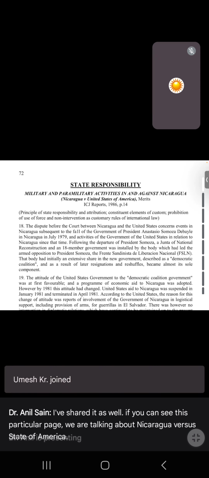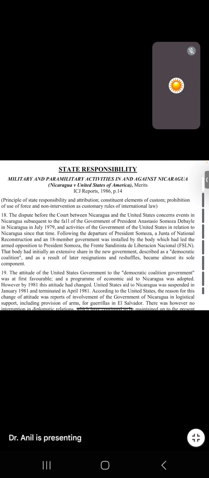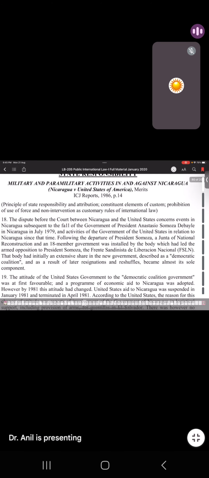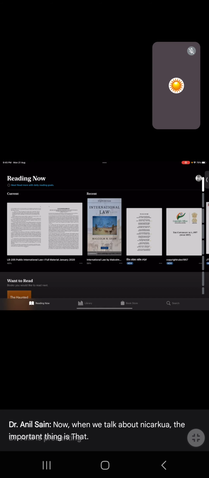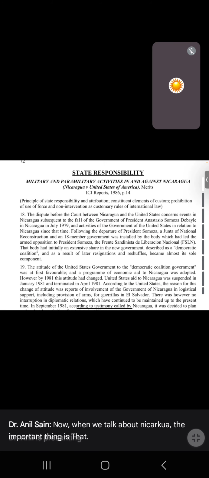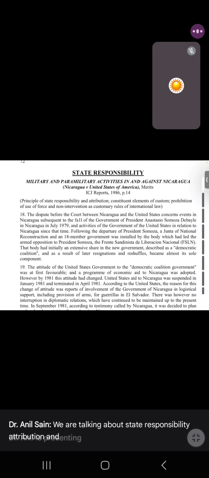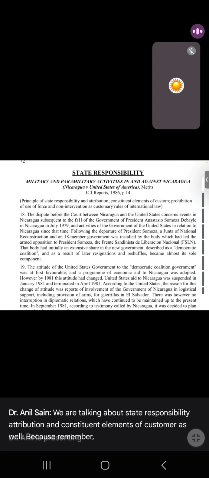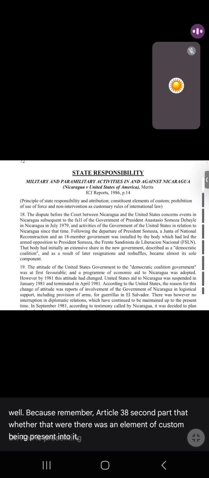We are talking about Nicaragua versus United States of America. Now, when we talk about Nicaragua, the important thing is that we are talking about state responsibility, attribution, and constituent elements of custom as well. Because remember Article 38, second part, whether there was an element of custom present in it, and also how these customary rules have been applied.